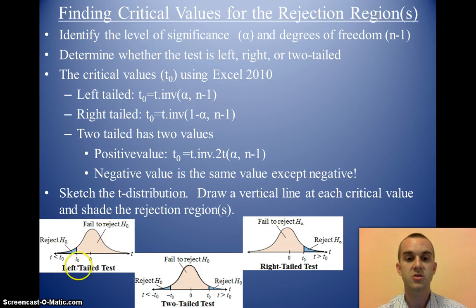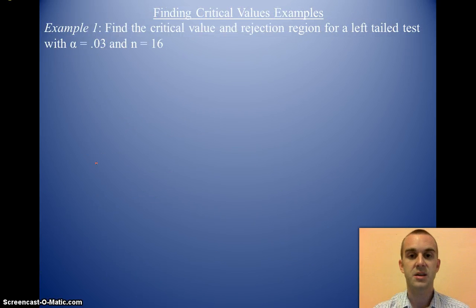Depending on your test, you're going to use one of these three formulas using Excel 2010. The big thing to pay attention to is that when you do the two-tailed, the positive value is found using the formula, so then the negative value is just the same value except negative. Let's look at two examples.